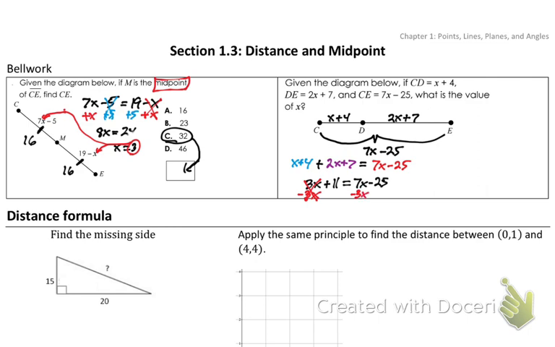I'm also going to, in the same step, move the 25 to the other side. So I'm going to add 25 to both sides to get rid of it from this side and add it to this side. I'm running short of room, but we can finish this. 11 plus 25 is going to be 36. 7x minus 3x is 4x.